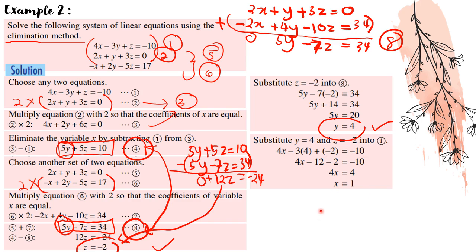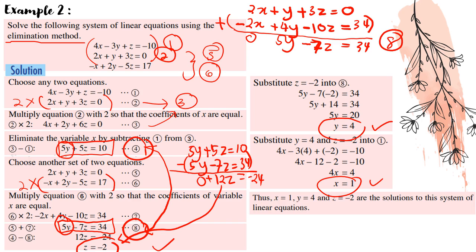So now you have 3 values, which are x, y, and z. So the solution, x is equal to 1, y is equal to 4, and z is equal to negative 2 are the solution to this system of linear equations using the elimination method.